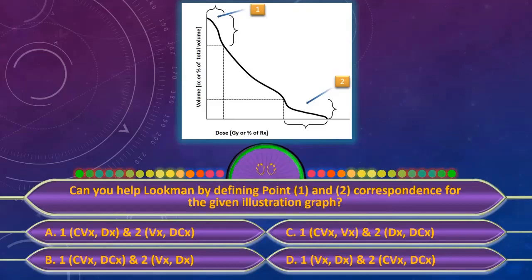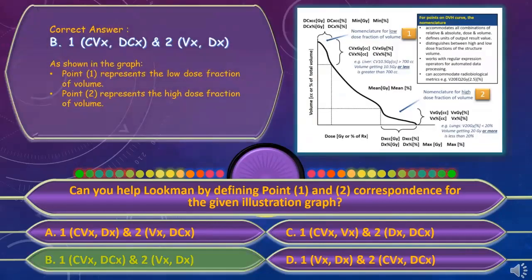And share results. So we have 46% of you got it right. And this is the answer. As we said, the nomenclature for the low dose, let me use the laser. Yes, nomenclature for the low dose fraction, which is here. So this one should have C there. C for cool, cold or complement, we said. So CV and DC. So where's this? It's here. And the VX and DX, they are in the high region. So the correct answer is B. So point 1 represents the low dose fraction of volume, and point 2 represents the high dose fraction of volume.